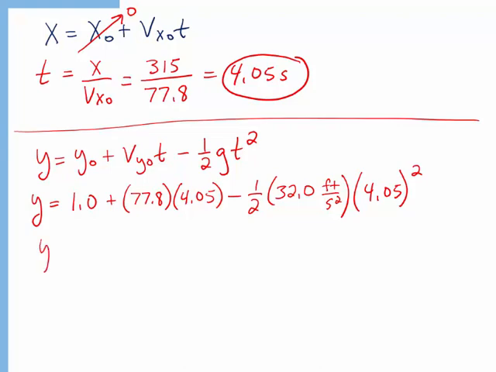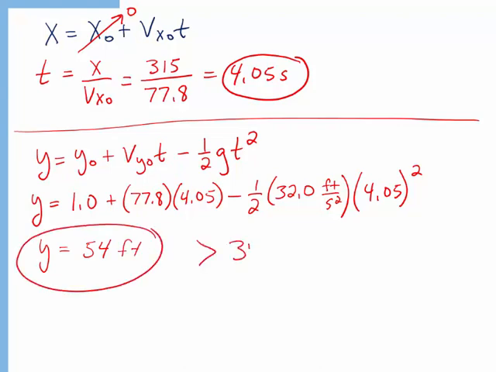If you calculate that, what you should find is that it's 54 feet. And therefore, since that's greater than 37 feet, it is a home run.